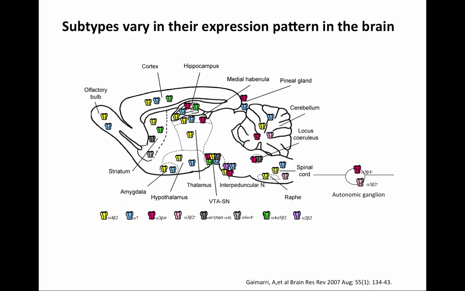This is a cartoon of a sagittal section of rat brain, and this picture illustrates the complex and mixed expression of the different nicotinic receptor subtypes. Some brain regions have only 1 or 2 subtypes, whereas others, like the ventral tegmental area and the substantia nigra, contain a lot of different subtypes.